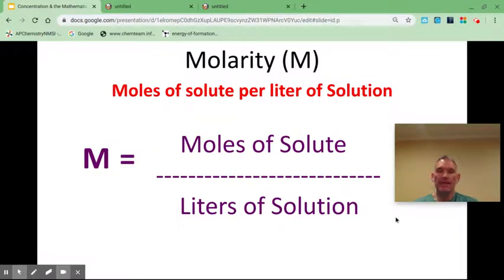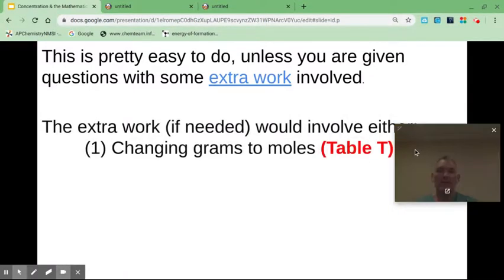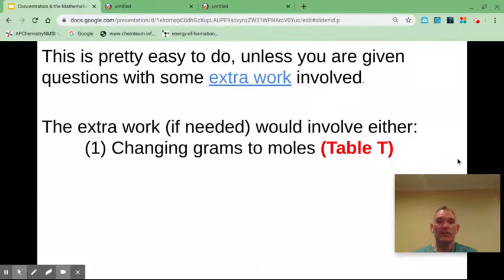So because this is a mathematical process, when we do these problems, they are pretty easy unless we're given some questions that involve some extra work. And in this PowerPoint video, you'll see that some of these are very quick and easy to do, and then some just take a little bit more time because there's some extra work involved. But we'll go through every type of problem in the process. Now, when there's some extra work, three things could happen.